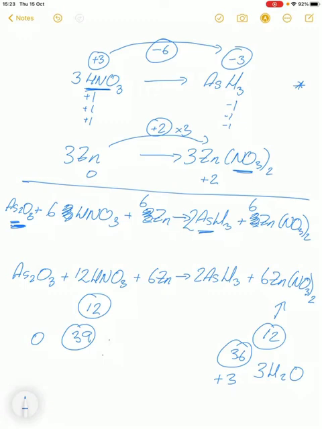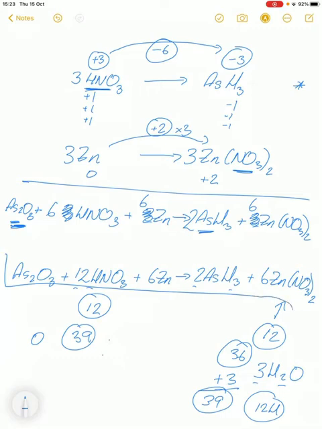So there's my 3 waters. So that gives me my 39 oxygens now. Just to check that off with my hydrogens, so 2 3s are 6, 2 3s are 6, so that's 12 hydrogens on that side, and I've got 12 hydrogens on this side as well, which means that this, with the water, is my balanced chemical equation.